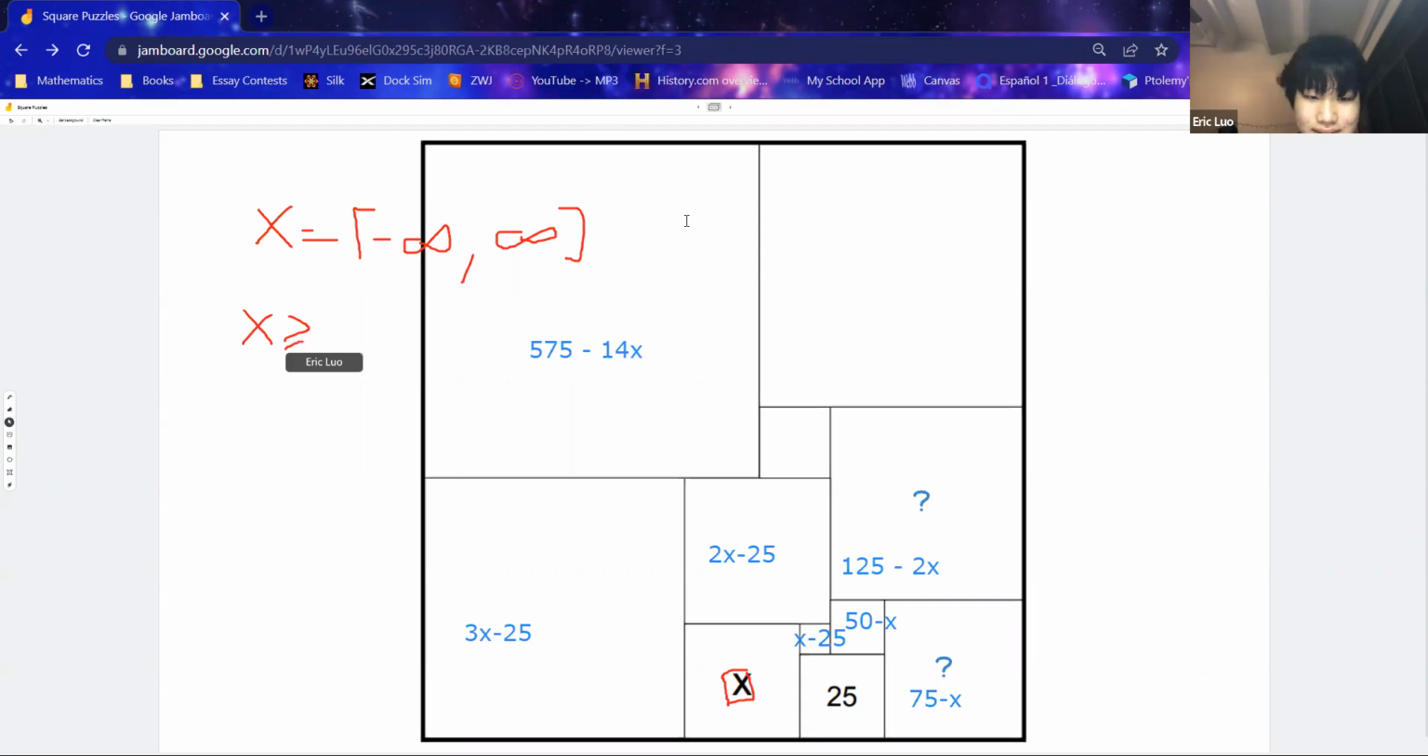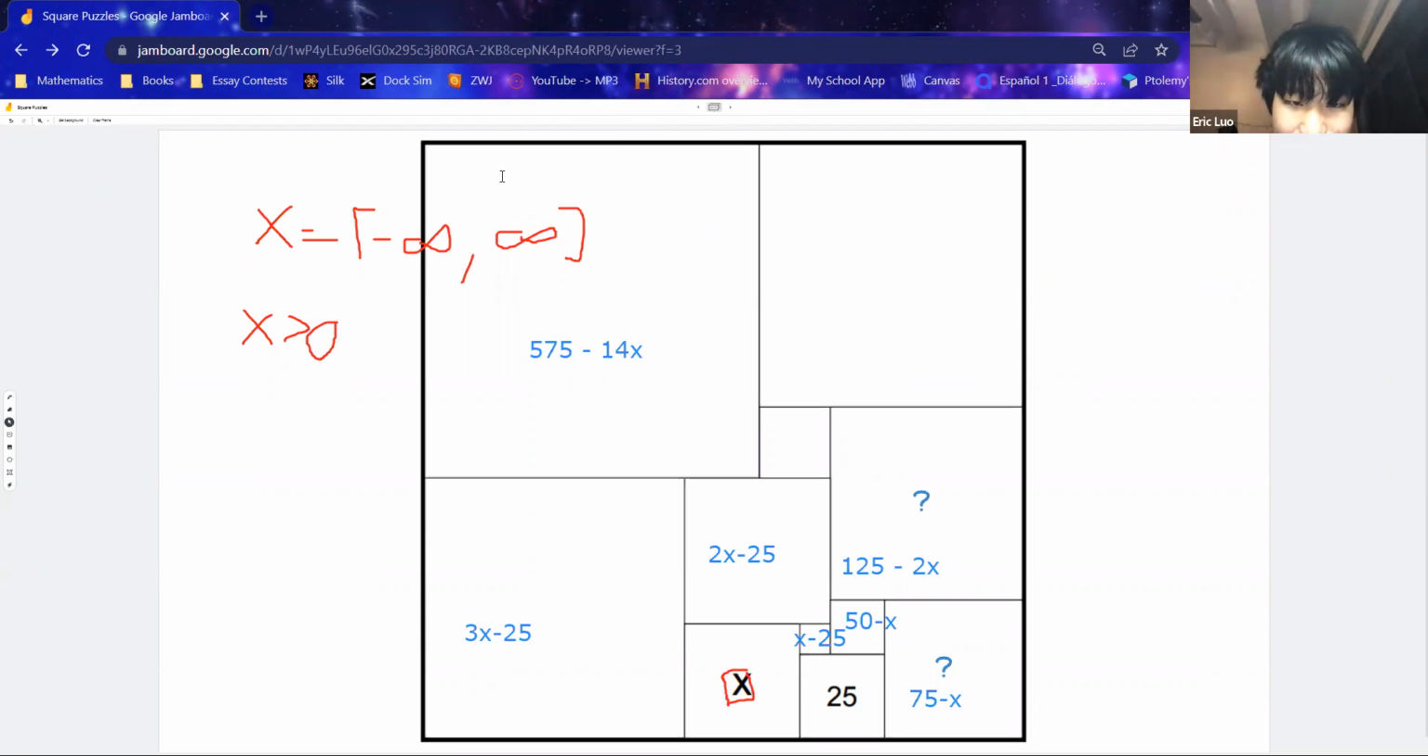Does that make sense? How can it be 0? If it's 0, then it'll just be a single point. But usually in geometry, we will just consider it to be larger than 0. It should be positive, because when a square has zero sides, it just becomes a point, right? It's not really a square anymore.